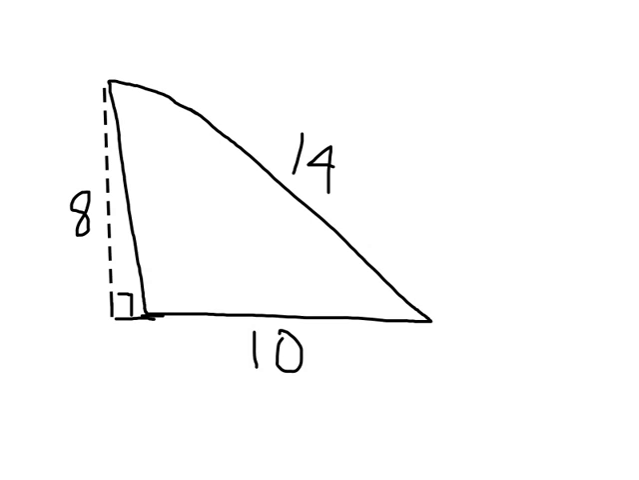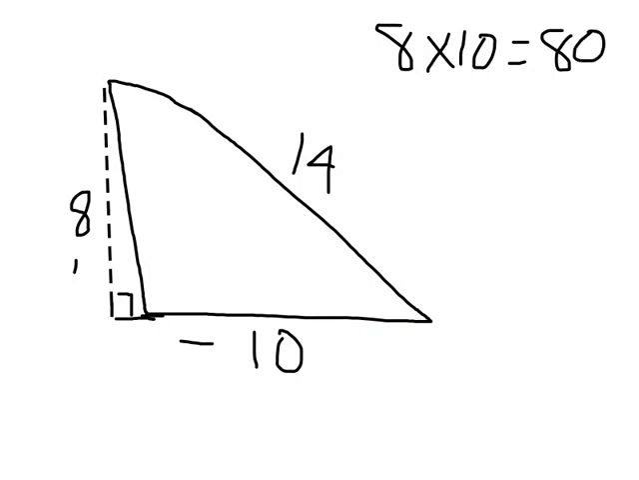Okay, on this one, your hypotenuse is 14. Again, that's this long leg right here. Your base is 10. Your height is 8. So we're going to take base times height. 8 times 10 is 80. We're going to divide that by 2, and our area is 40 units squared, whatever the units are. Okay?